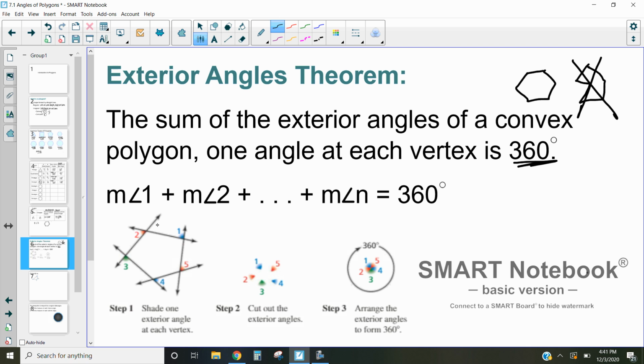Here's a picture example of what happens there. Here is a pentagon. We can see that it has 5 sides. And what they've done is they've shaded one of the exterior angles. Not both of them, just one of them.